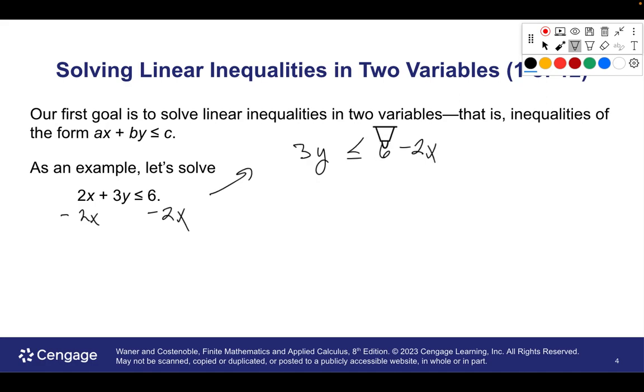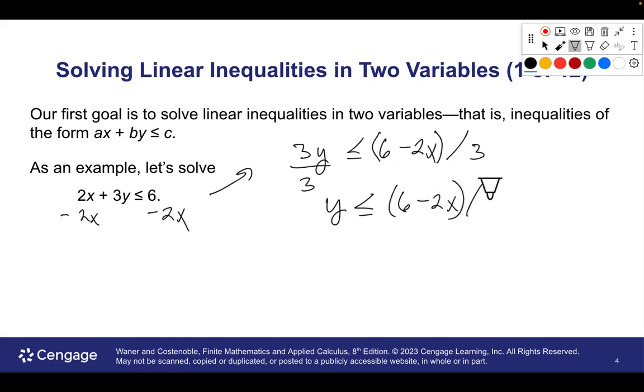Divide by 3. And the way I'm going to do that is I'm going to put a parentheses here, divide by 3, divide by 3. So I get y is less than or equal to (6 minus 2x) divided by 3. Because that's the simplest way I can write this. And now I'm ready to put this into my graphing calculator and get the answer.